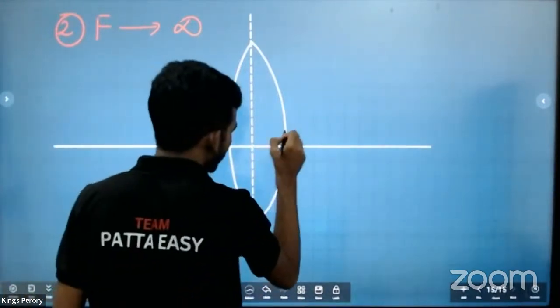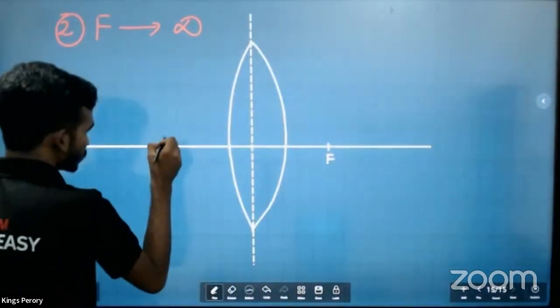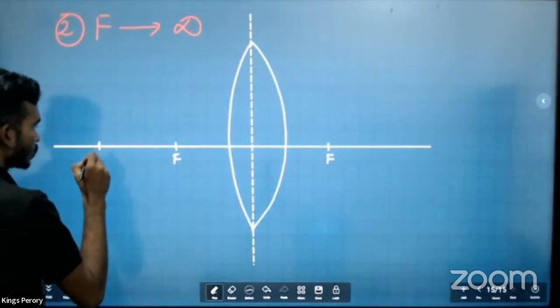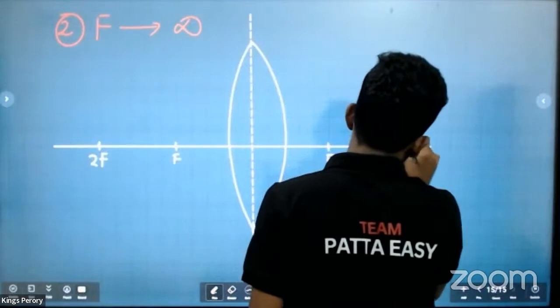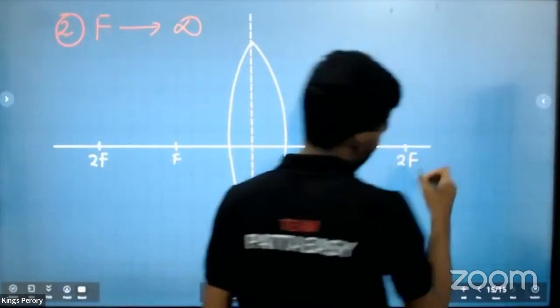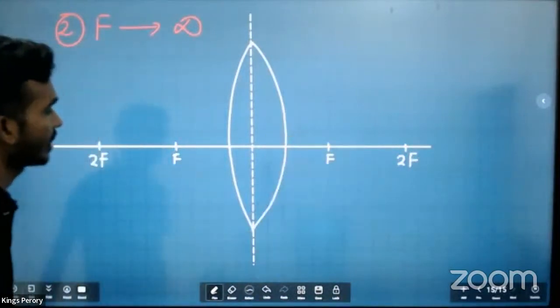Same. 1, 2, 3, 4, 5. 5 box, I'll take M. Another 5 box, 1, 2, 3, 4, 5 box to F. This is the hardest part here. Geometrical optics, so you should exactly scale and take.